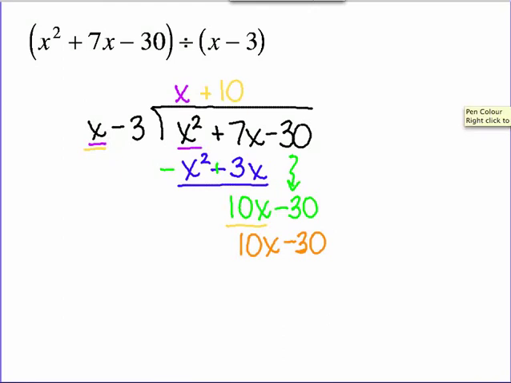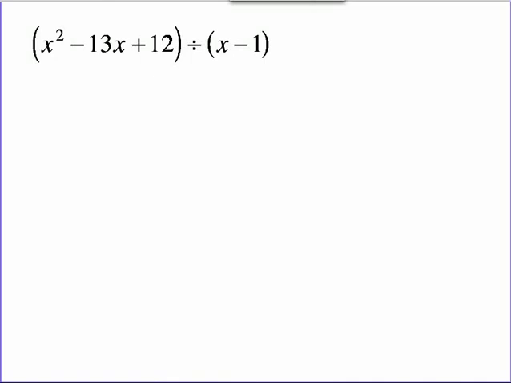Next step is to switch, switch. And you notice that there's nothing left. So your answer is x plus 10. Is it that bad? As long as you get the steps down. Okay.